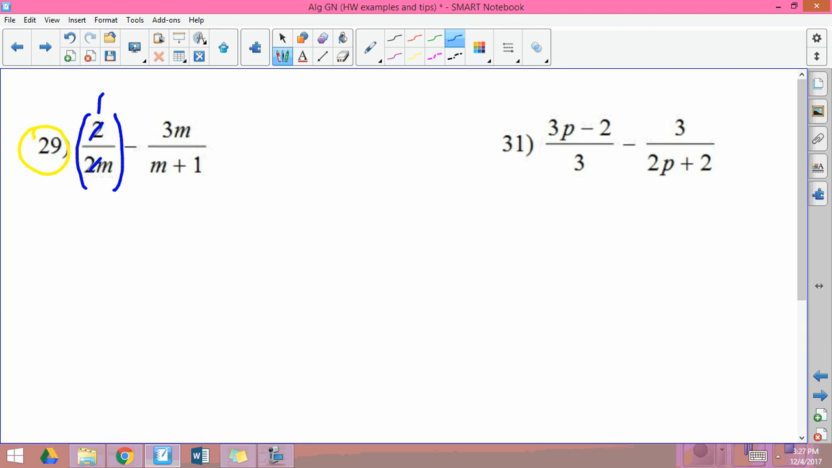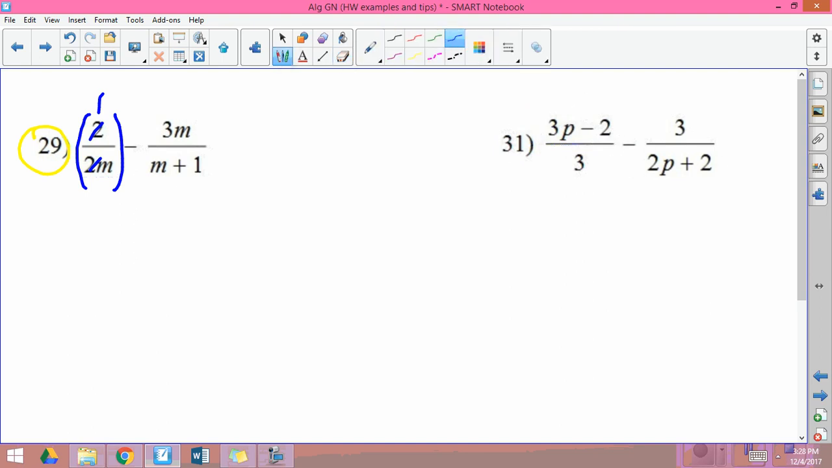If you look over quick to number 31, you cannot cancel those two 3's because this is that single number next to an addition or subtraction. So that would be incorrect. So you cannot cancel there. But I just wanted to contrast how here 2 over 2m, all multiplication, I can cancel. In 31, 3p over 3, you can't cancel. Okay, so just wanted to clarify that common mistake.